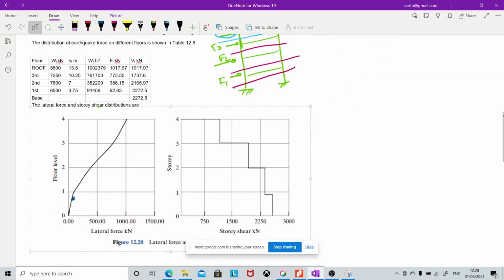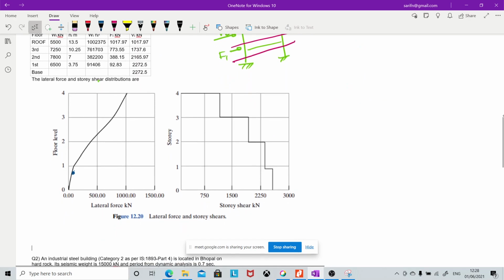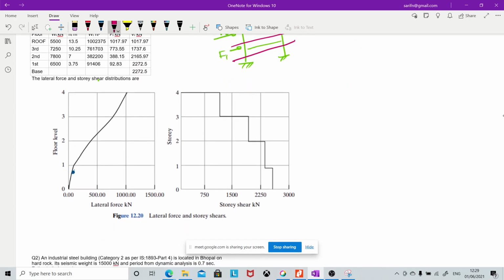So we have to represent that in a diagram like this. Basically this value is the F1 value, this value is your F2 value, this is your F3 value, and this is your other value. You join them by straight lines. And what is the shape of this? This looks like an inverted triangle. So this is the load distribution in IS 1893, an inverted triangular distribution.